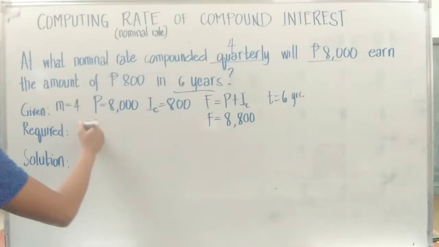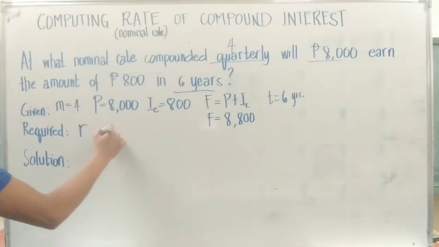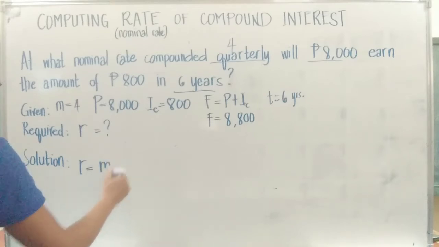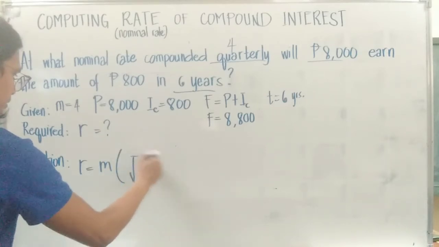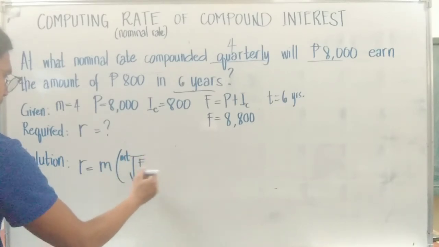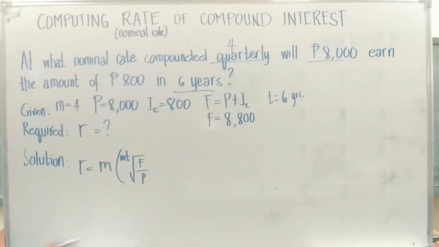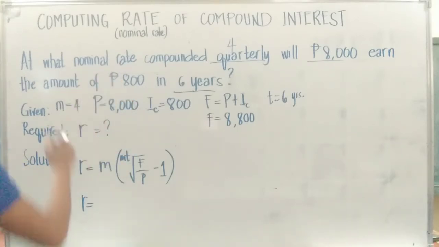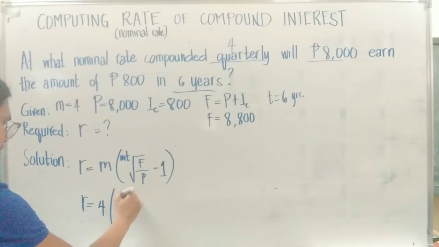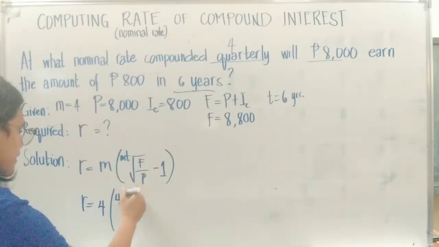So for your required, again, we are solving or computing for r. So for your solution, we will be using r is equal to m times the mt-th root of f over p, then minus 1. Then substitution: we have m is equal to 4. Okay? Then t is equal to 6.